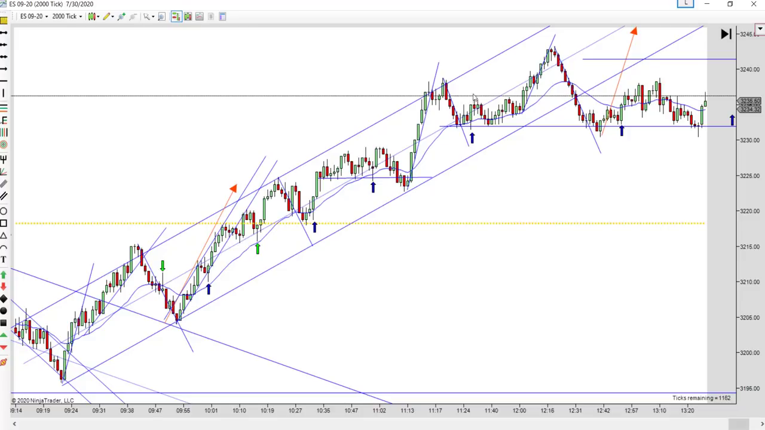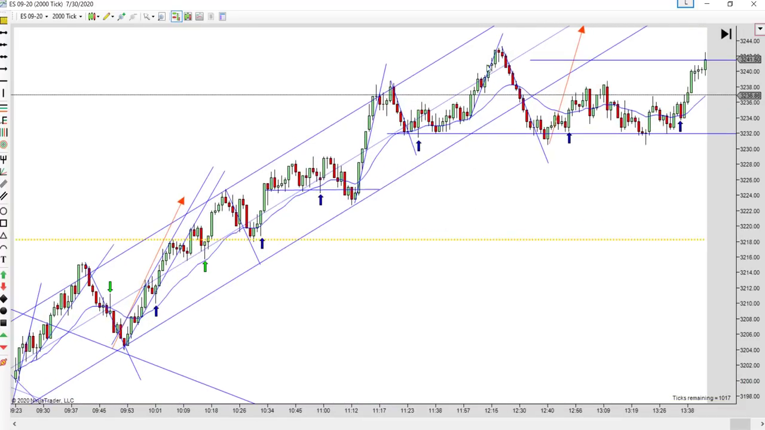Even if you'd waited for that to finish and gone long, it still was a good trade. You would have had to ride this out, which would be hard for most of us. Most of us would give up on that. And then finally it runs on up, and you just don't really get a chance. You don't want to go long here.